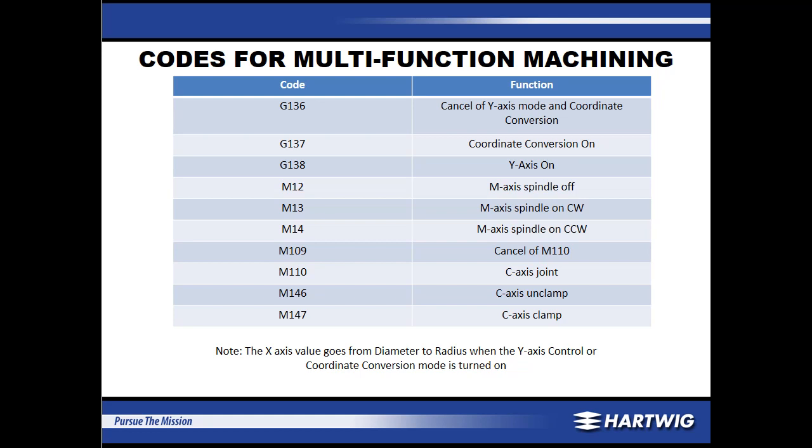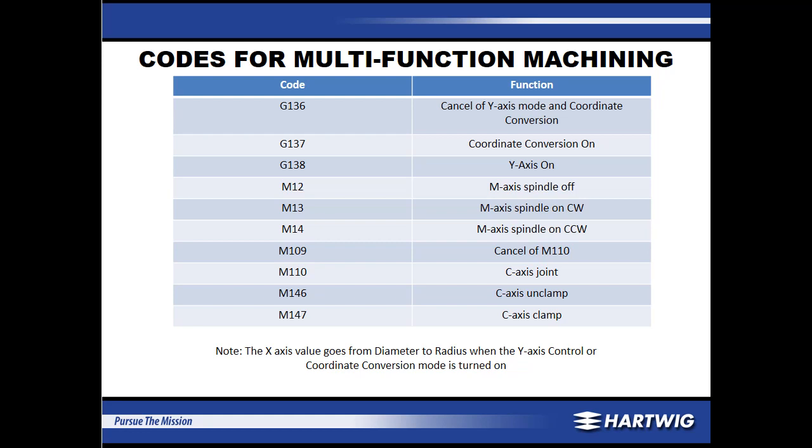G138 turns on the y-axis command. It's important to note when programming with the y-axis that the X coordinate on the machine tool, once y-axis is turned on, becomes radius. You'll see your control go from XA to XIA on the display, and that tells you that you are now in radius. To turn the spindle on clockwise is M13, counterclockwise is M14, and off would be M12 in reference to your live tool spindle.